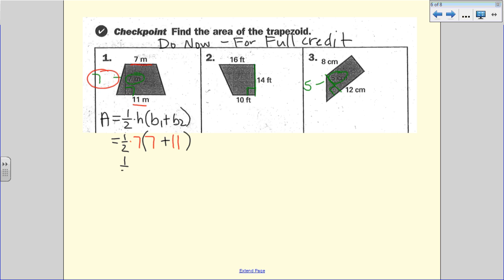So you're going to have 1/2 times 7 times 18. When we multiply that together, we get 63. We need to have our units, so that's 63 meters squared. So pause the video, do 2 and 3 so you can get full credit for your homework.